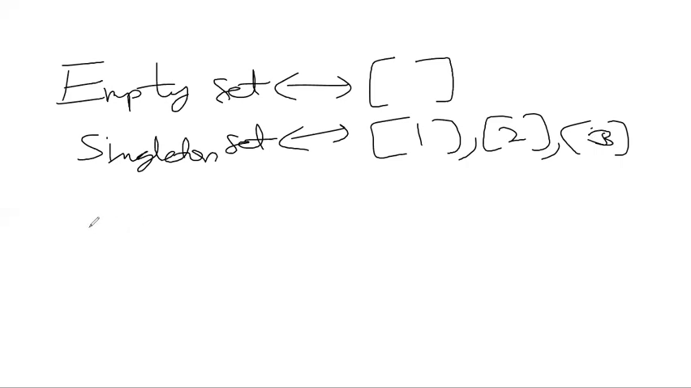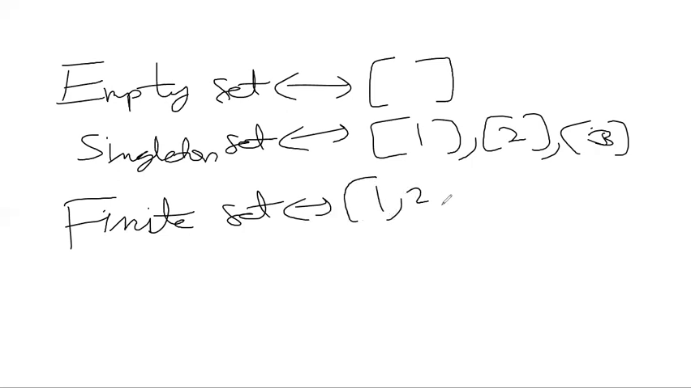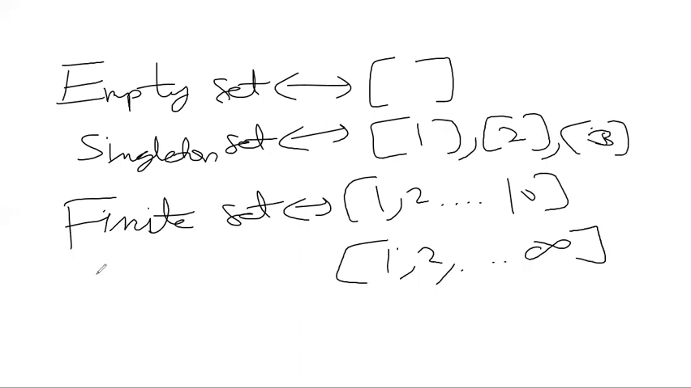Now I will tell you about the finite set. A finite set is one which has a finite number of elements. If there is a set like 1, 2 and so on till 10, this is a finite set. If I am taking 1, 2 like this and then infinity, then this is an infinite set, because if you are told how many elements are there in this set, you don't know it. So this is called an infinite set.